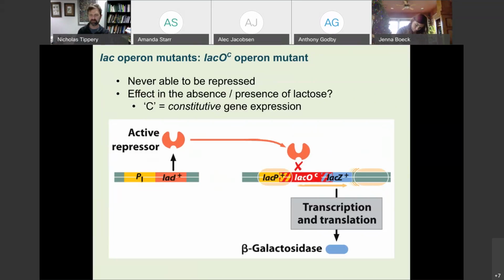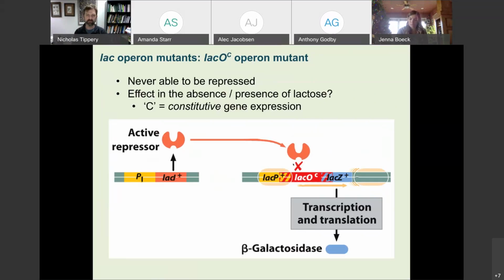And so in the absence of lactose, transcription is on. In the presence of lactose, it doesn't really matter. That would prevent the repressor from repressing, but it wasn't going to do that anyway. So transcription is on all the time in this case.